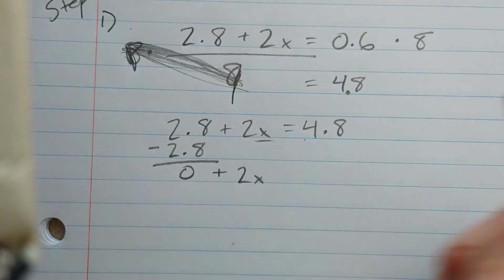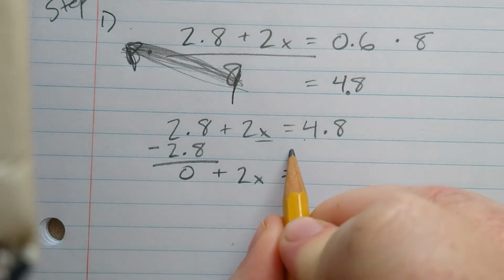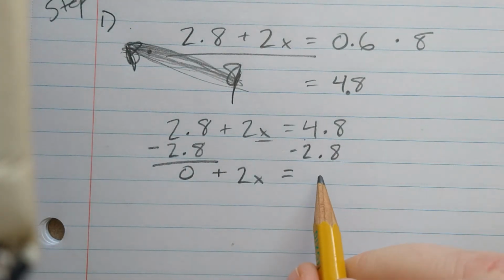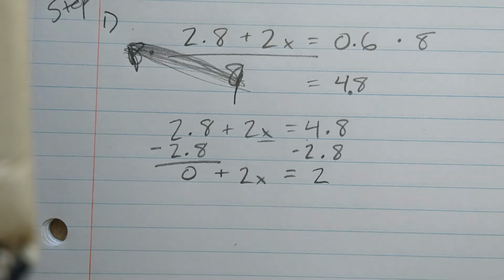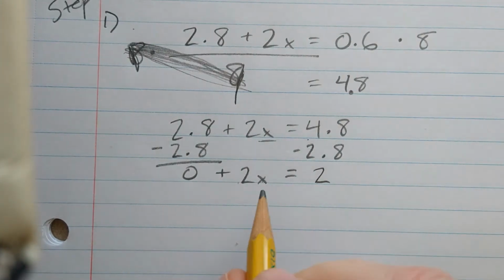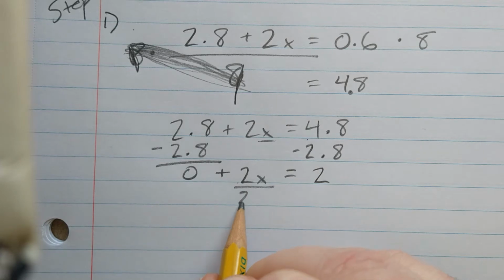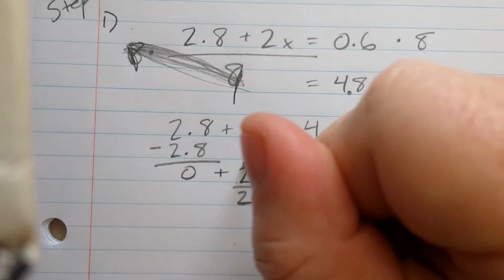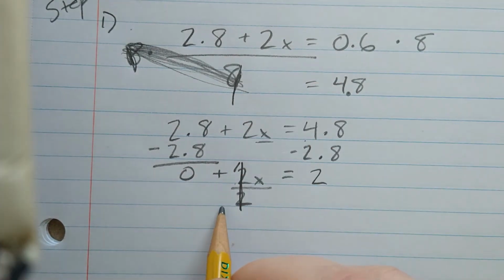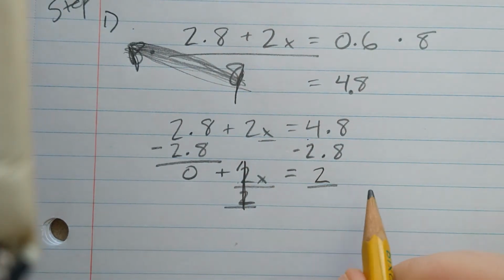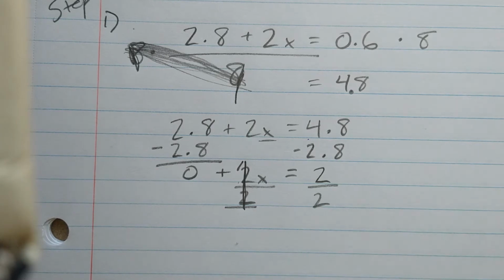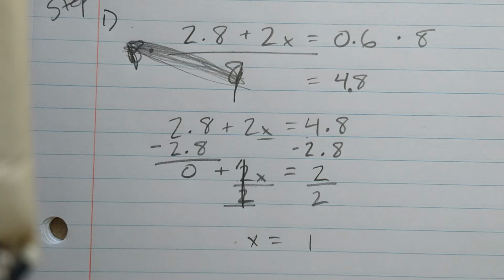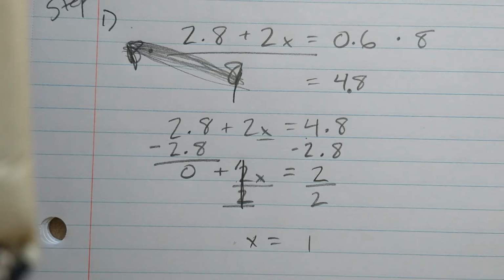So now I just have 2x equals, so 4.8 minus 2.8, well, that's easy. That's 2. This is 2 times x. The opposite to isolate is divide by 2, right? That makes an equivalent of 1. And I do the same to the opposite side of the equation. And so in this case, x equals 1. That's all it is.